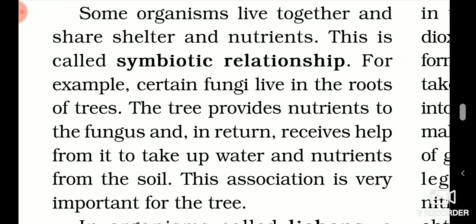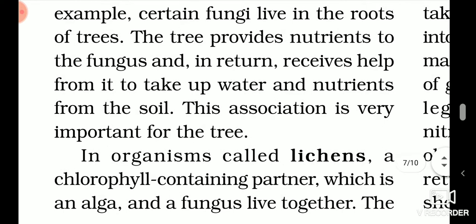You might have heard of some fungus or some bacteria living in the roots of other plants. They provide plants with nitrogenous compounds, that is, these bacteria fix the atmospheric nitrogen in the soil, and in return the roots of plants provide nutrition and shelter to these bacteria. So this is called symbiotic relationship. Two organisms share their shelter and nutrients with each other, and they get nutrition from each other.